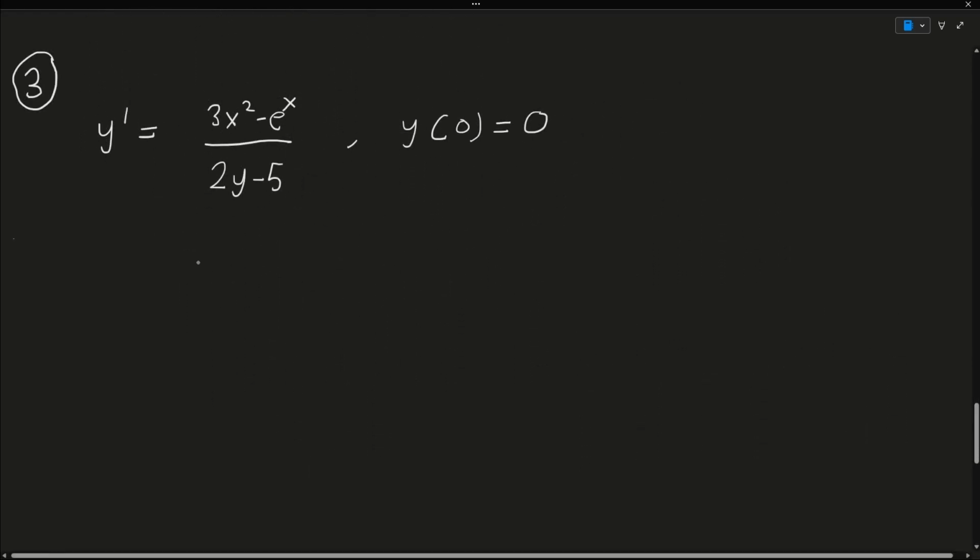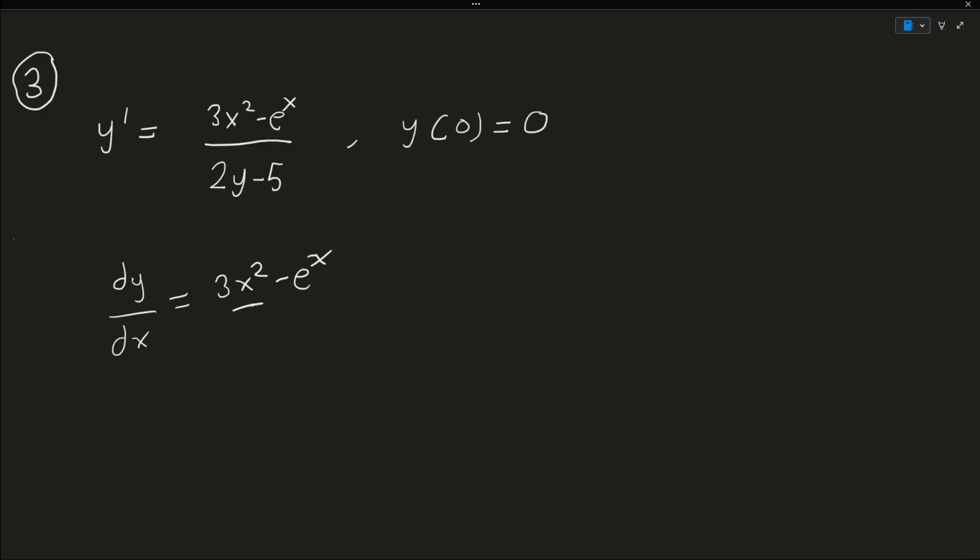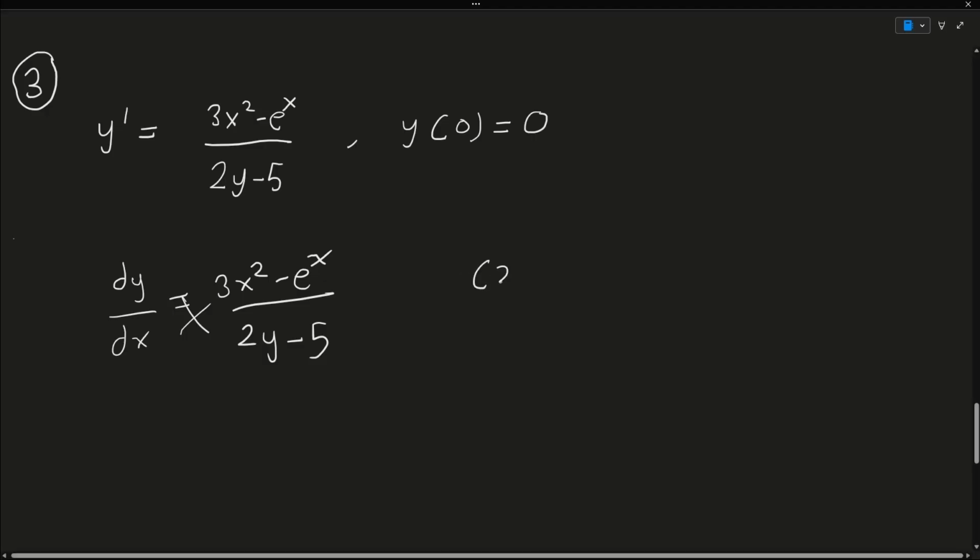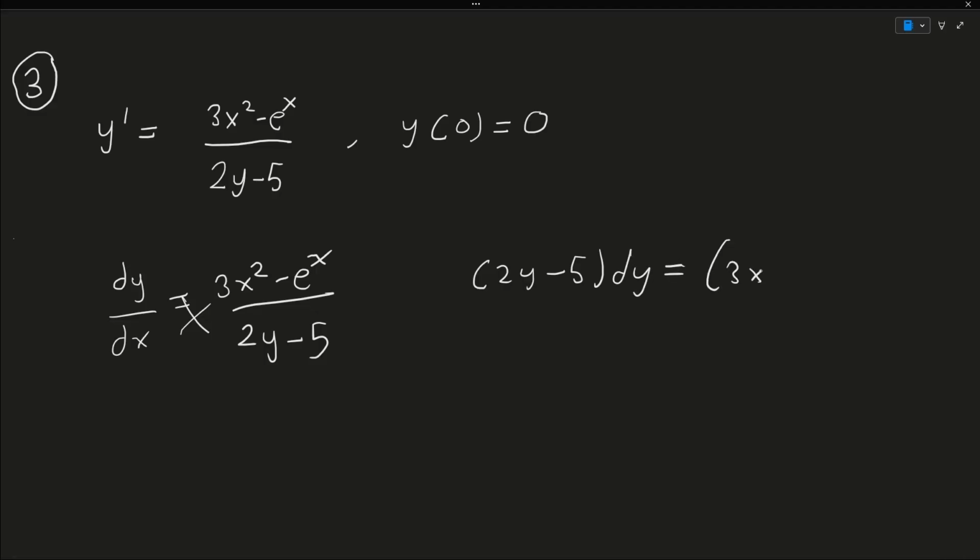Let's now work on this problem. We could solve this differential equation with an integrating factor, but that wouldn't be ideal because of the way this differential equation is formed. So what you want to do is use the separable method. We're going to start with Leibniz notation, dy dx equals 3x squared minus e to the x over 2y minus 5. Now, cross multiplying, we would get 2y minus 5 dy equals 3x squared minus e to the x dx.